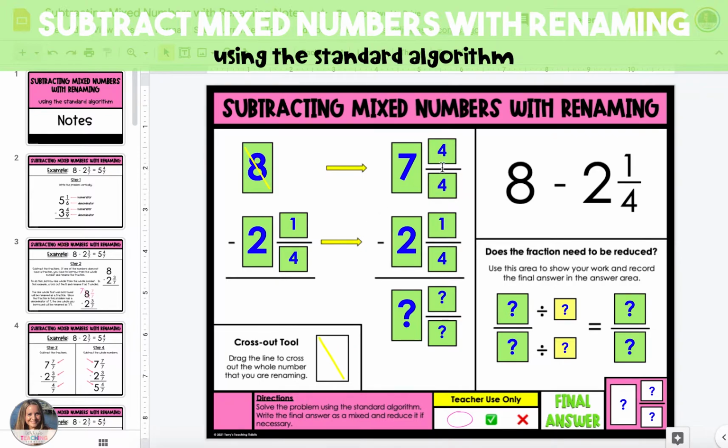Next, subtract the fractions, so 4/4 minus 1/4 is 3/4, and then subtract the whole numbers. 7 minus 2 is 5. Our final answer is 5 3/4.